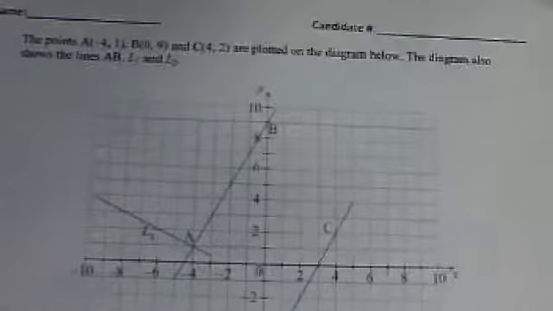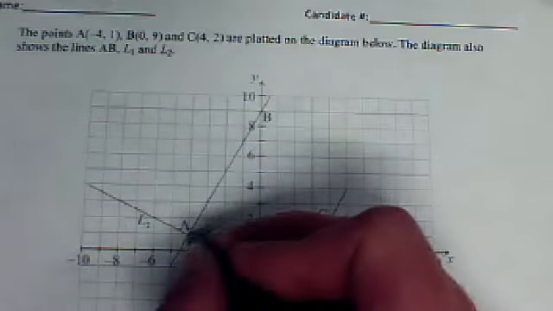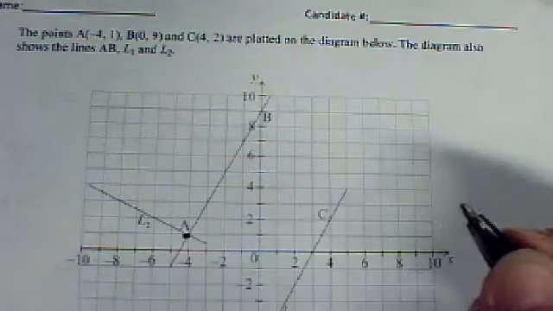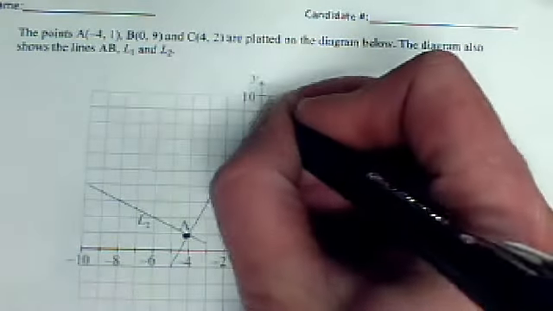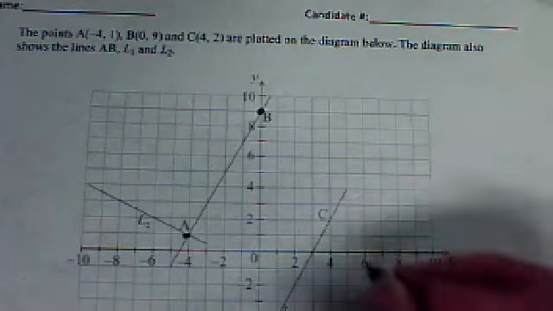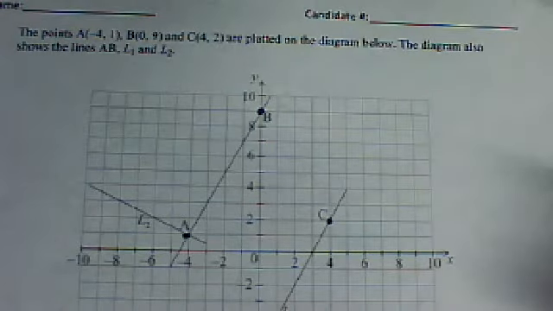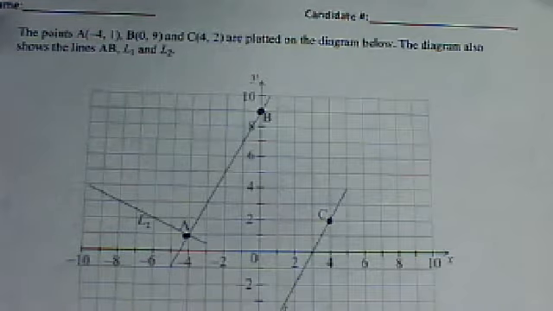Okay, last question. This one we have a graph that we're going to be referring back to. Points A, which is negative 4, 1. B is 0, 9, and they actually give us the points. C is 4, 2. Find the gradient of AB is our first question. So we have the points.